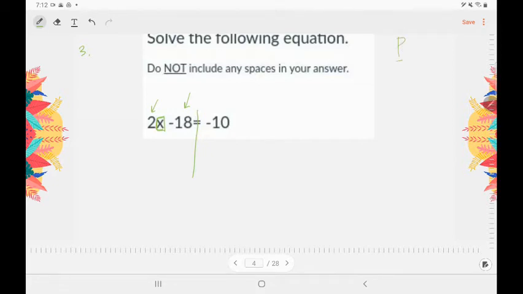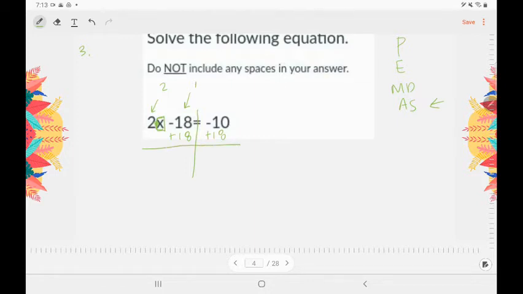So if these are my order of operations, I'm going to work on anything that's being added or subtracted first. The 2 is being multiplied, the 18 is being subtracted, so I'm going to get rid of the 18 first and the 2 second. How do I get rid of the 18? What's the inverse of subtraction? Addition. So plus 18.